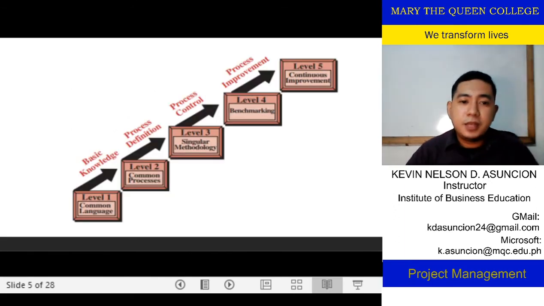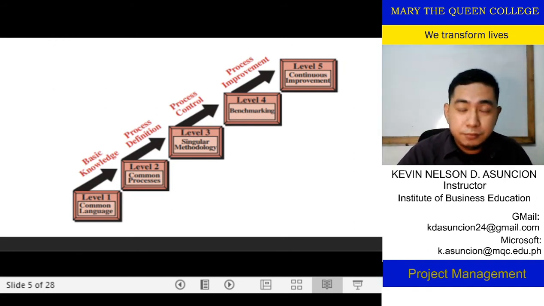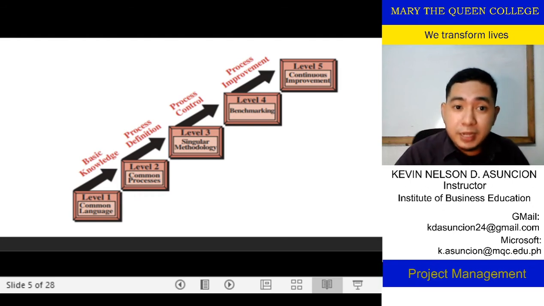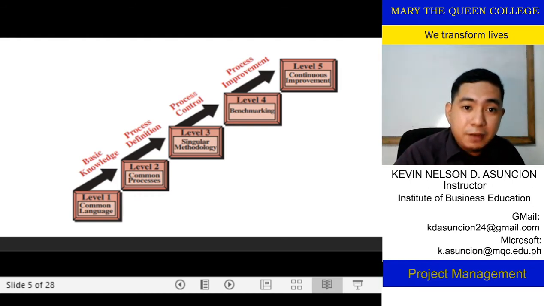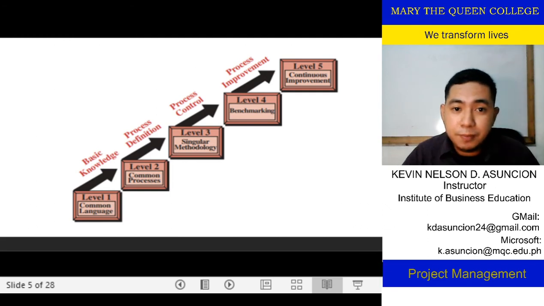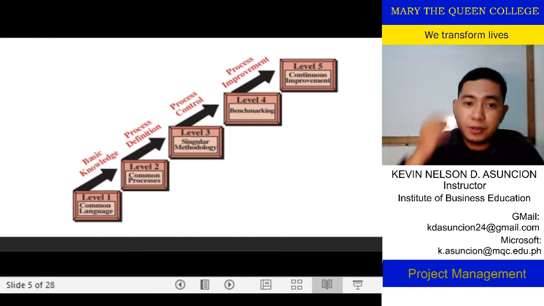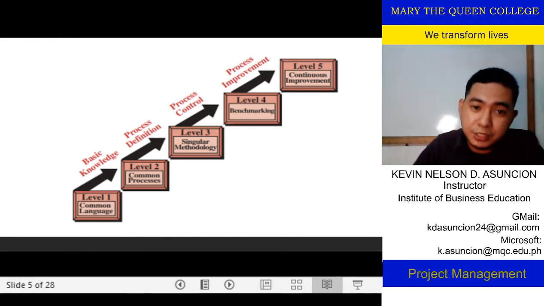Okay, so take a look at this, that this has the levels of the PMMM, no? So level 1 is common language. You have the basic knowledge about the project, so pare-pareho kayo ng intindi, pare-pareho ng definition of the process, ano yung gagawin. The process control, pare-pareho kayo ng ginagawa. And then, at level 4 and level 5, no, there will be benchmarking and continuous improvement. So, tinitingnan mo, ina-assess mo whether there might be changes. And, these levels might overlap, no?